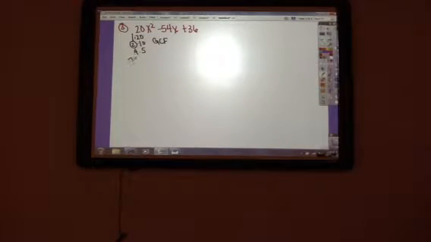So I'm going to factor out a 2 from this trinomial. And when I do that, I'm left with 10x squared minus 27x plus 18.